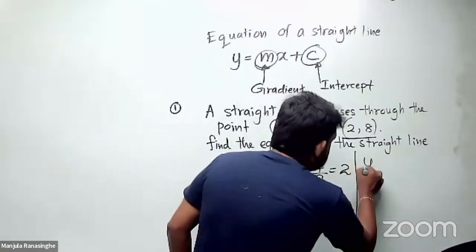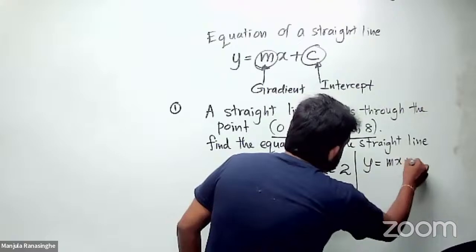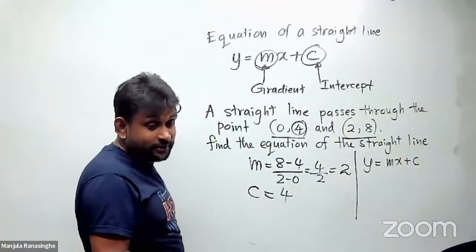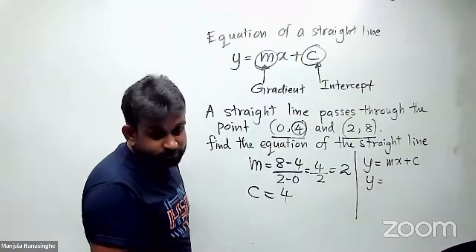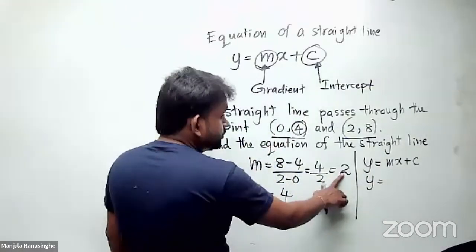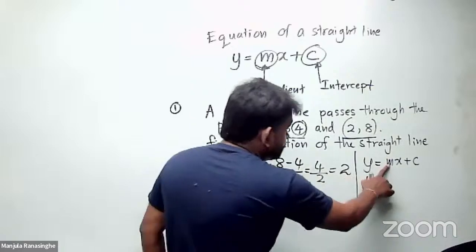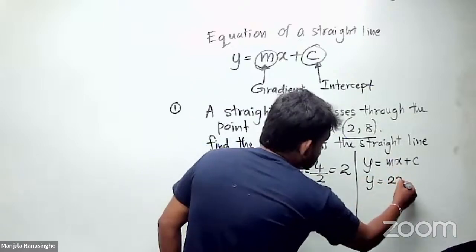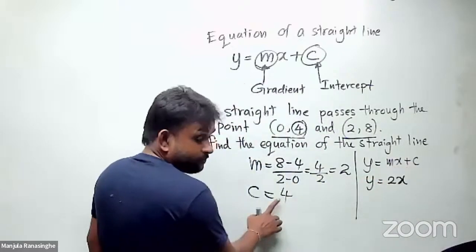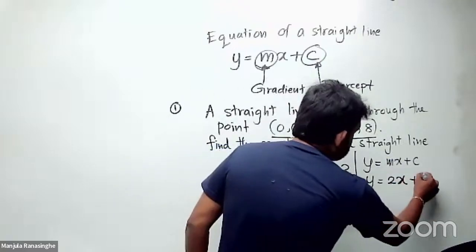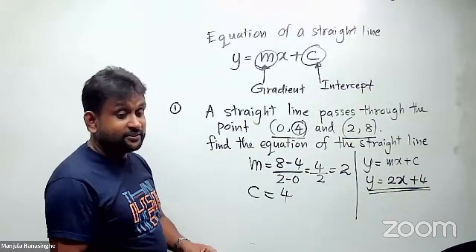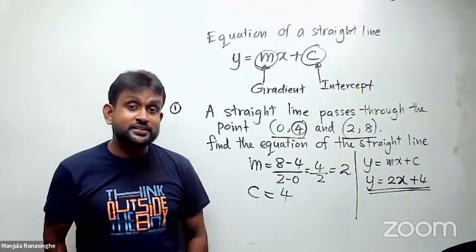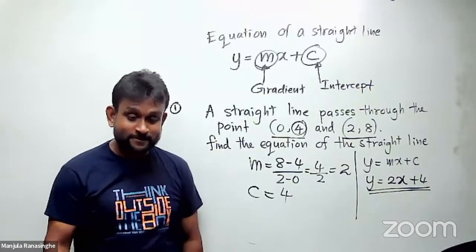So y equals mx plus c. That is the format of the graph. So y equals, now instead of m substitute 2. 2x, right, plus c. For c, you substitute plus 4. So that is the equation of the straight line. So once you found the m and c, just substitute the values there.